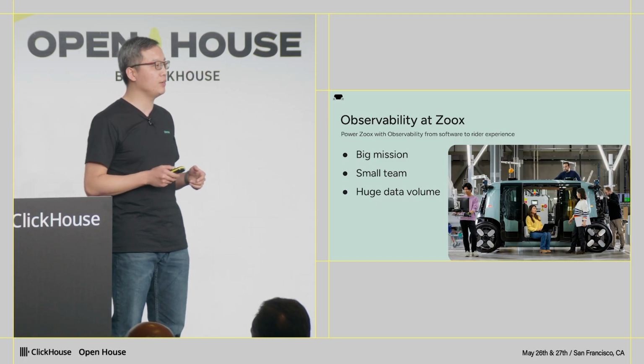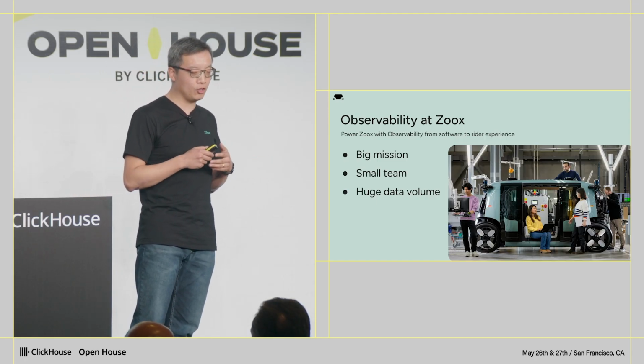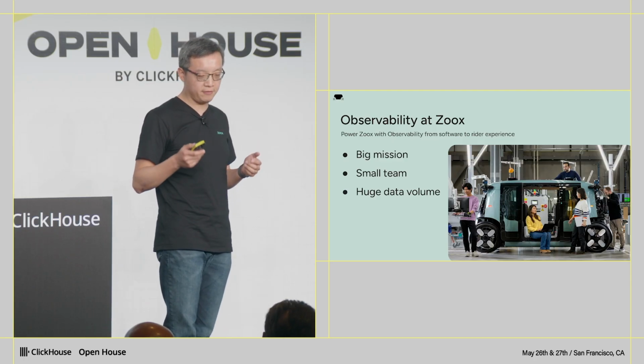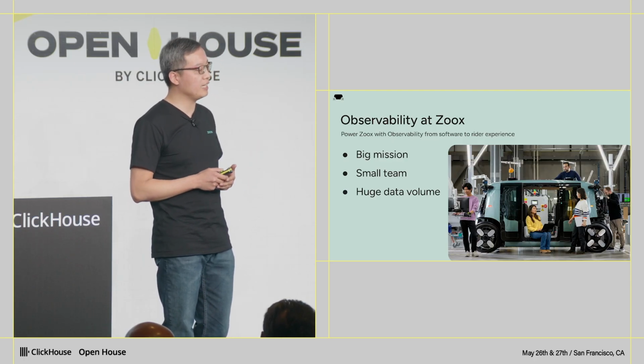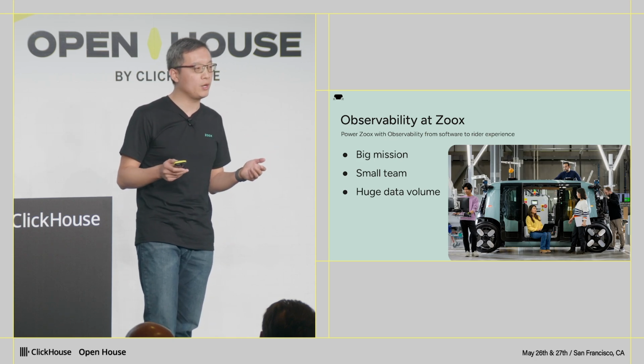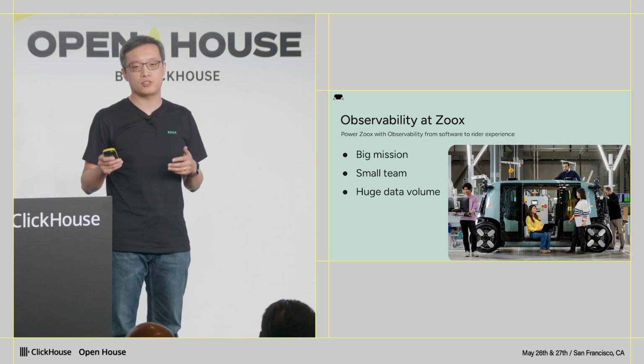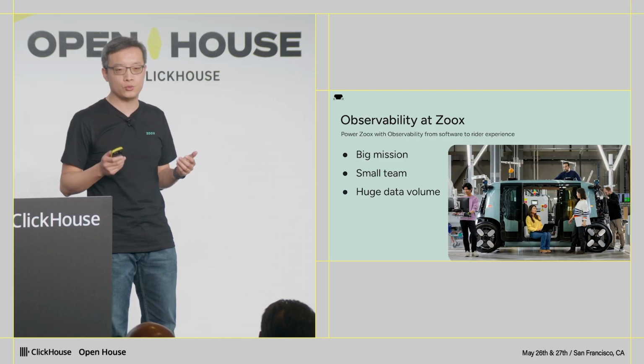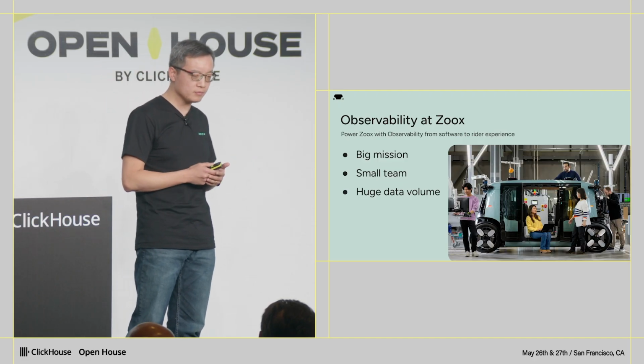However, we only have a very small team, and the data volume is huge and increasing fast. Autonomous driving has a very high bar for safety. So we run very large simulation jobs, typically on the weekend, which is about 2x or 3x of the normal data volume.